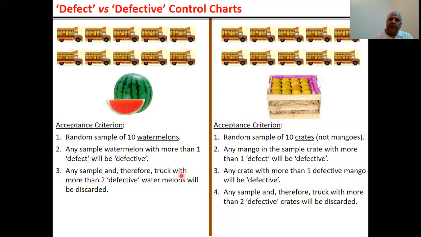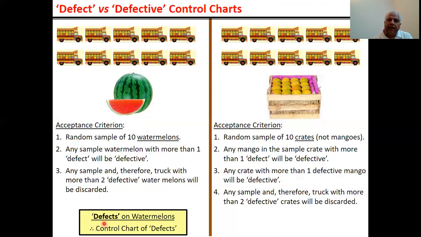As you can see, the data in both cases is very similar: 10, 10, 1, 1, 2, 2. But the context is very different. Here we are talking of direct defects on the watermelons. So essentially, this is a case of defects, and when we are monitoring and controlling the quality, we'll use a control chart of defects.